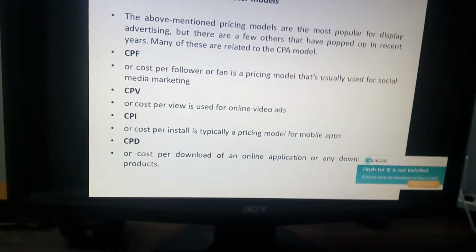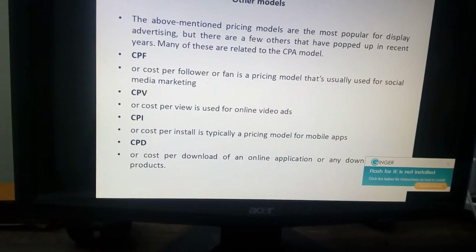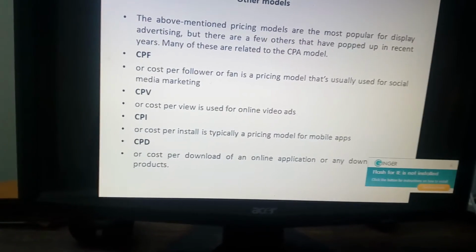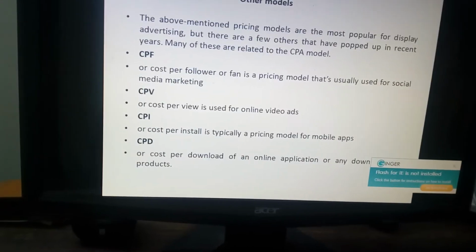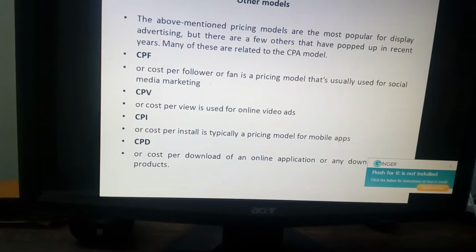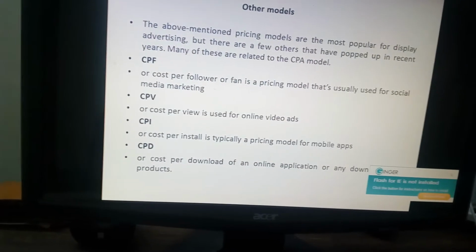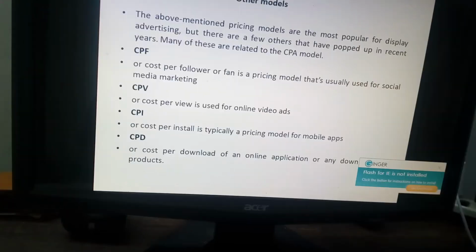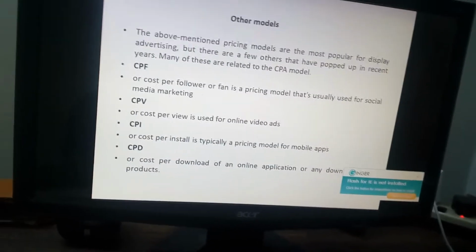Second one, cost per install. So how many persons install apps, that comes under CPA, cost per install. Next, CPD, cost per download. How many times the app is downloaded by the different types of devices. That comes under the CPD.